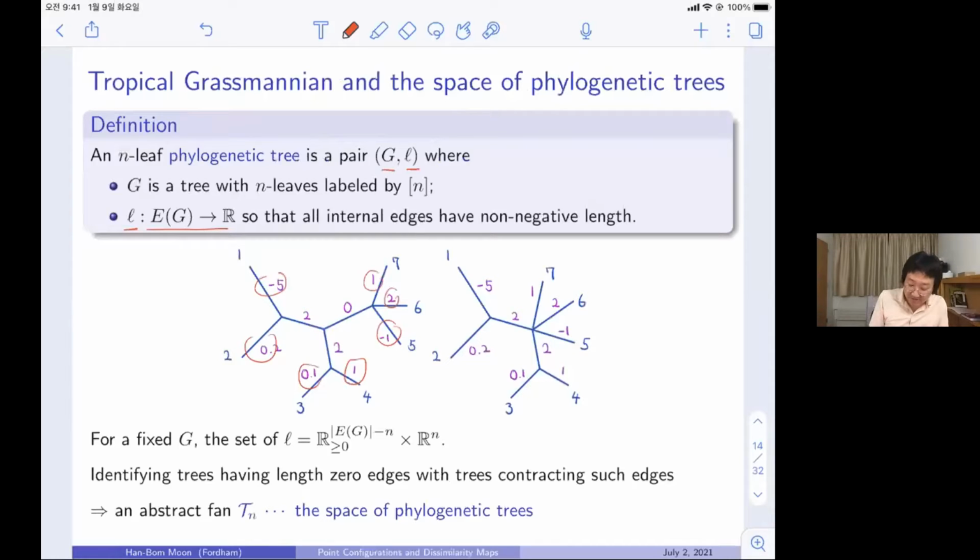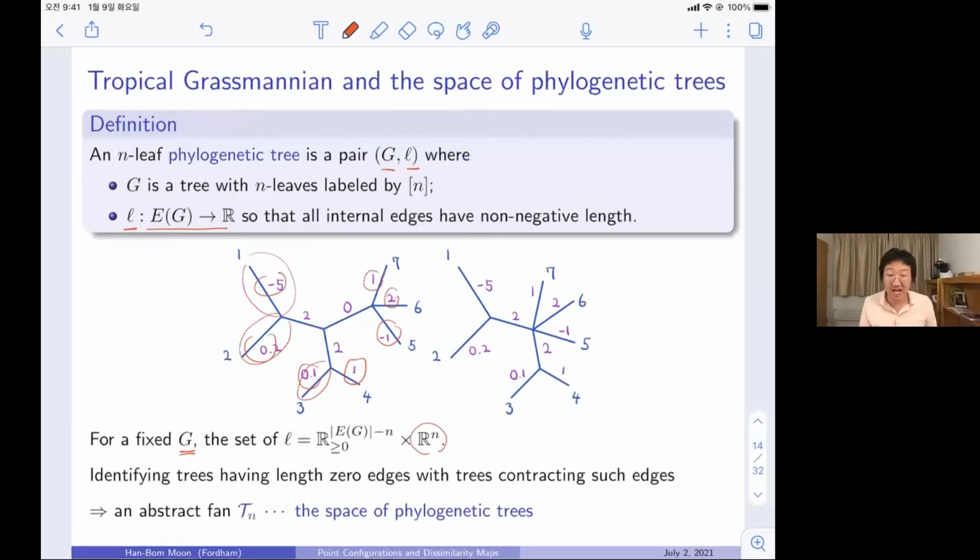So now let's fix a topological tree G. Then let's think about the set of all possible length functions L. For all end edges, it may have an arbitrary real value, so we need to think of R^n. For all internal edges, it will have a non-negative real value. So the set of all L's over the fixed topological tree has the following structure, which is not strongly convex, but this is a nice structure.